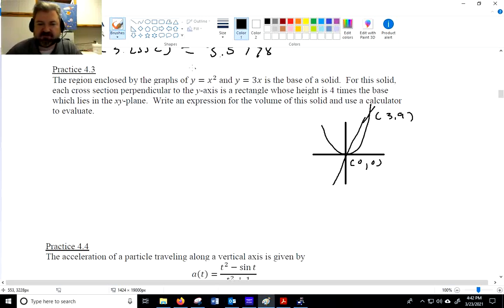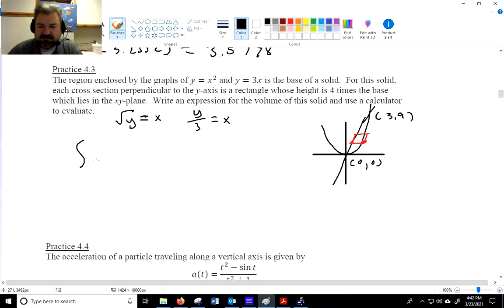Okay, we want to take cross-sections perpendicular to the y-axis. If our cross-sections are perpendicular to the y-axis, we're going to have to work in terms of y's with a dy. So it says that the base of the rectangle lies in the xy plane. Well, this base here is this x coordinate minus this x coordinate. So we need to get our expressions in terms of y's. So x is equal to the square root of y, technically plus or minus, but we're dealing with just the positive side here. And y over 3 is equal to x.